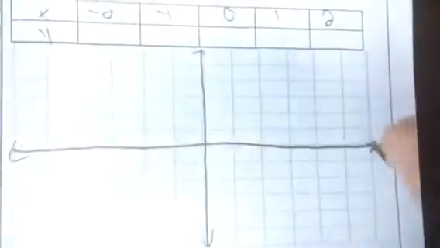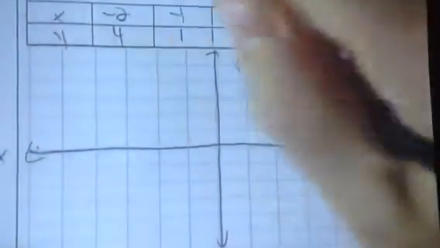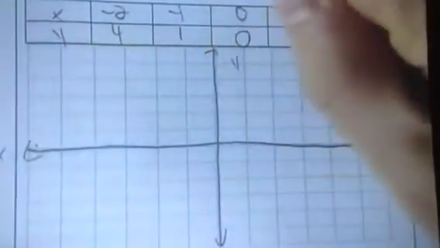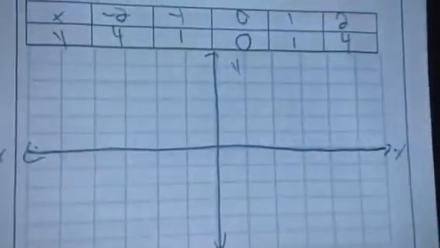Now, if I plug in -2, I have to square -2 because I'm plugging it in for x. -2 squared is 4. -1 squared is 1. 0 squared is 0. 1 squared is 1. 2 squared is 4. Okay? So all I'm doing is plugging those values into that function. Now I just need to graph it.